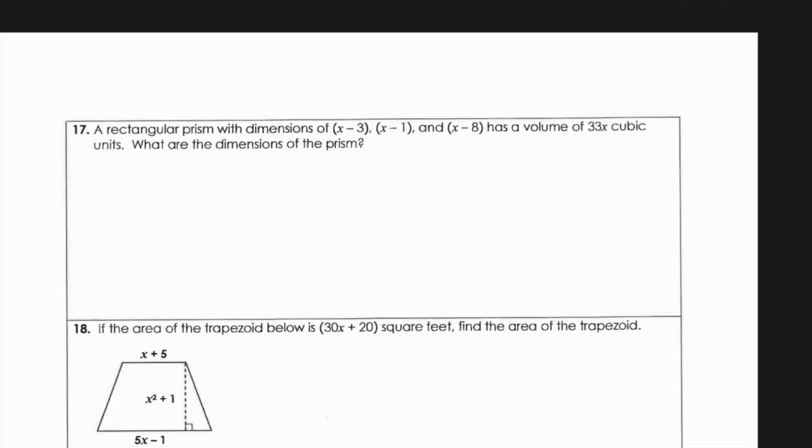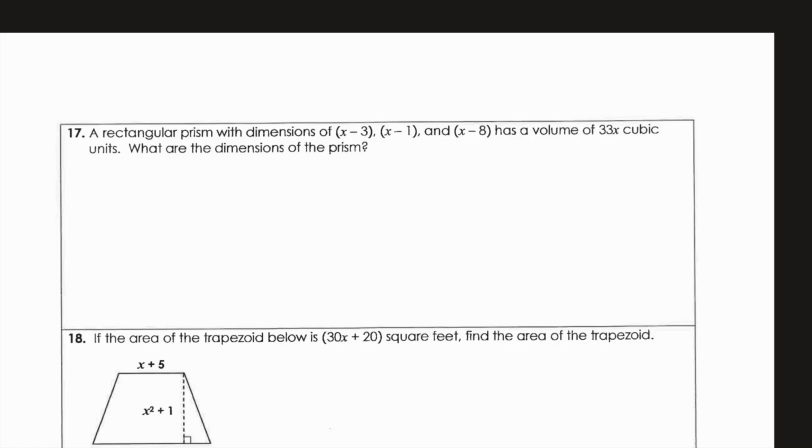On number 17 here, we start with doing some word problems. Our favorite. A rectangular prism with the dimensions of x minus 3, x minus 1, and x minus 8 has a volume of 33x cubic units. For reference, volume of a rectangular prism is length times width times height. And so it doesn't really matter which one's the length, width, and height for each of these 3 parentheses. And we're wanting to find the dimensions, length, width, and height of each of the 3 sides.